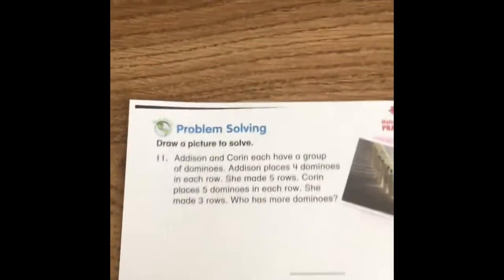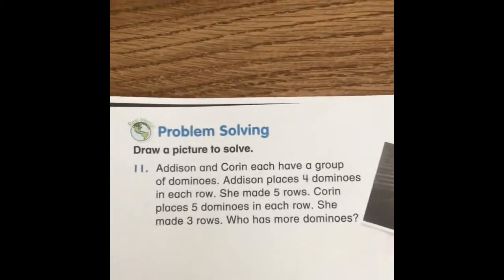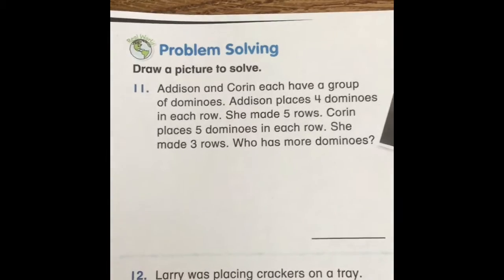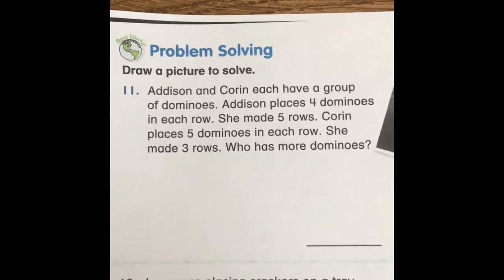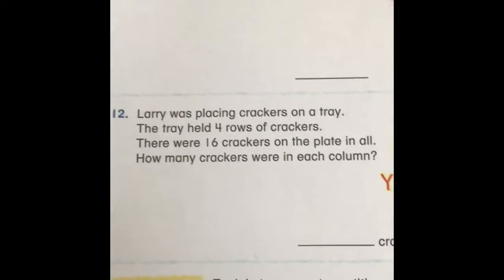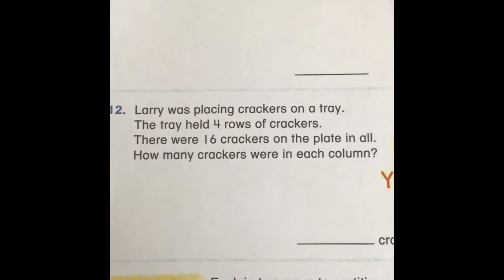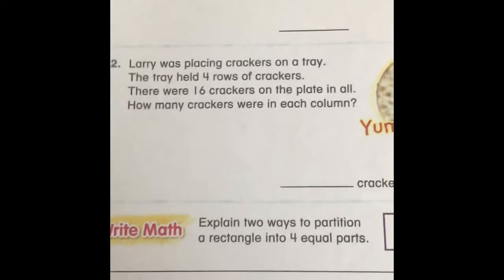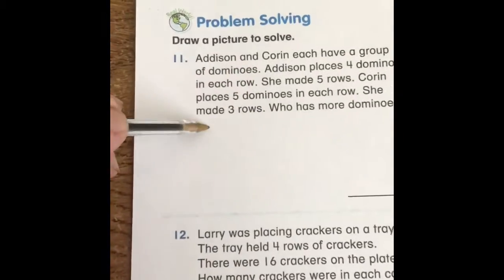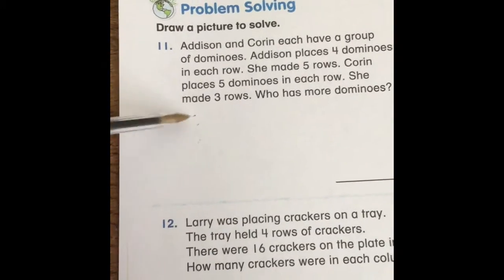All right, let's look at the last part. 11 and 12, you have word problems. Underline what you're given. Circle the question. Same thing with number 12. Underline what you're given. Circle the question. And then I want you to show your work right here. This is where you show your work.